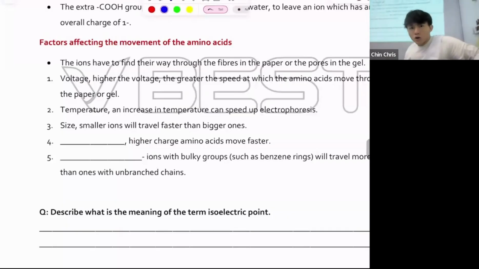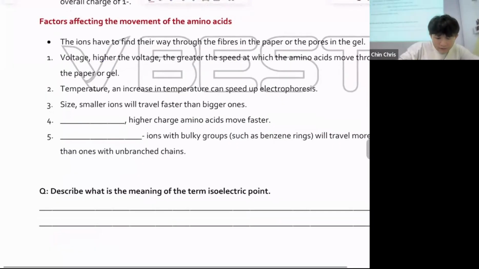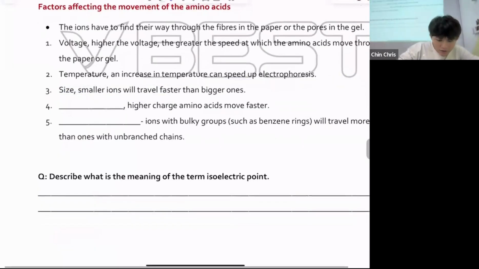All right, guys, let's go. So right now, let's look at the factors affecting the movement of an amino acid. The first one, the voltage: the higher the voltage, the greater the speed that will move. Also temperature: an increase in temperature, faster the speed. And the size: smaller ions travel faster than a bigger one. And next, guys, is the charge. So remember the charge. Higher charge will move faster.